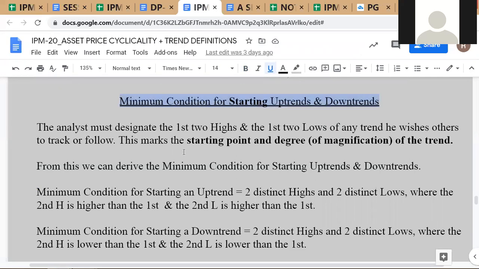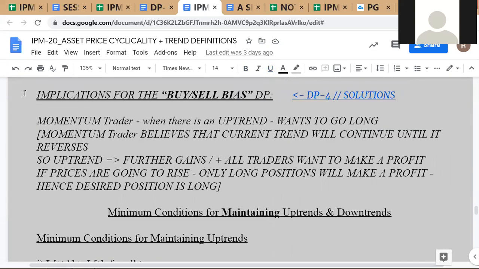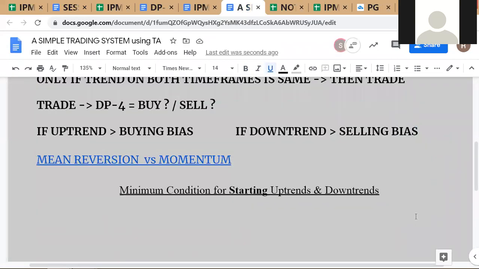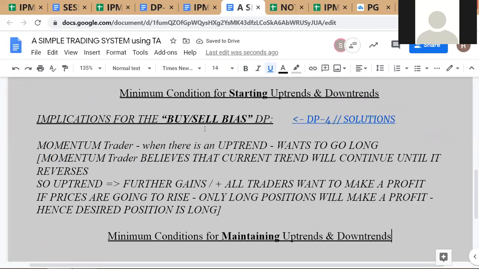I want to make sure that when you start looking at the minimum condition for starting uptrends and downtrends, there is a direct implication for solving the DP4 problem, based on the minimum condition for starting uptrends and downtrends, which we discussed in the previous class. So I'm putting it into the trading system note also.